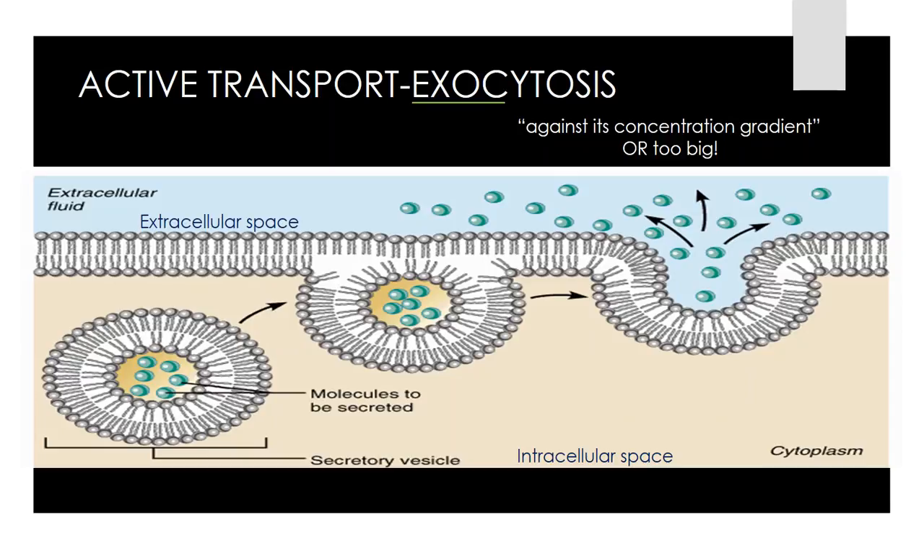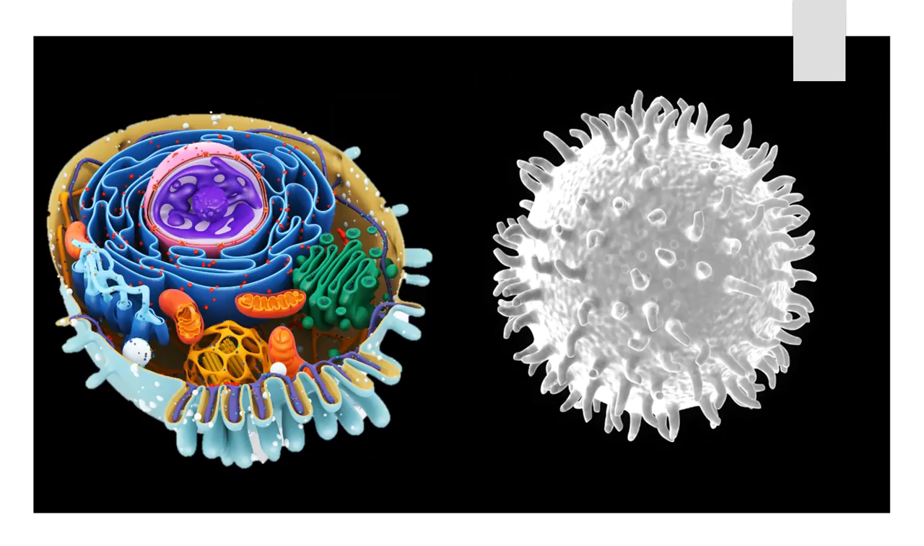So I have a vesicle, it's going to fuse with the membrane, and it's going to release those molecules out into the extracellular space. And again, this is going to require a massive amount of ATP for energy. And this is going to wrap up our discussion about the plasma membrane.